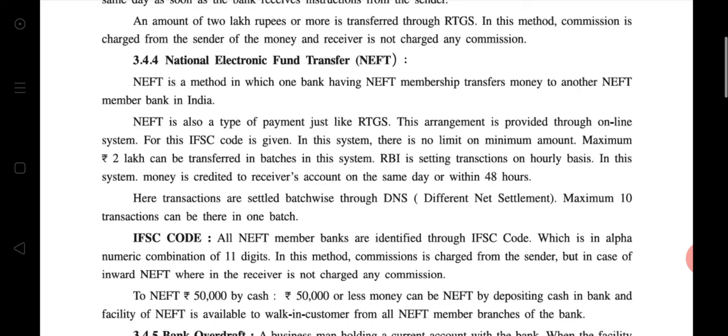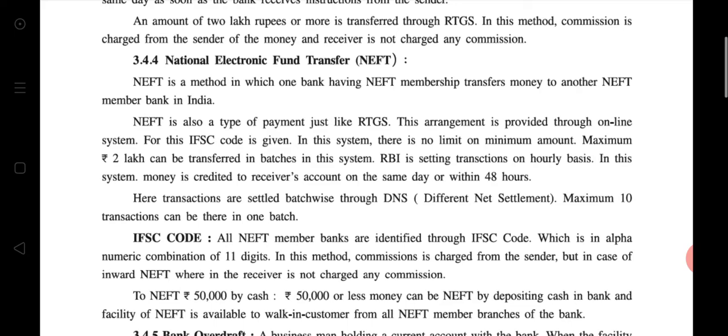RBI settles NEFT transactions on an hourly basis. In this system, money is credited on the same day or within 48 hours. So these are the differences between RTGS and NEFT. Please underline: there is no limit on the minimum amount, maximum 2 lakh, and the amount is credited on the same day or within 48 hours.